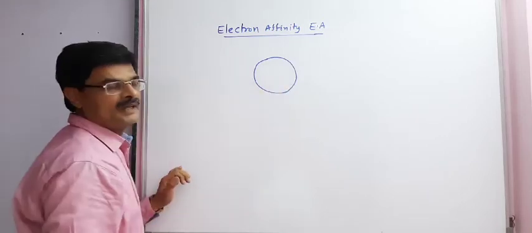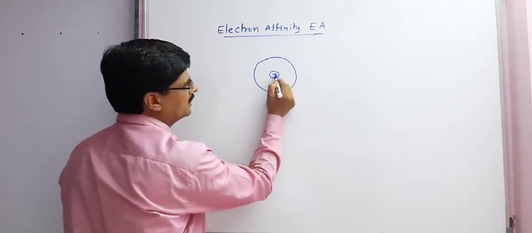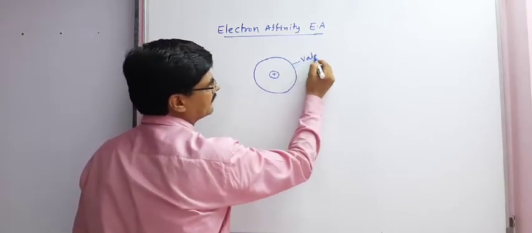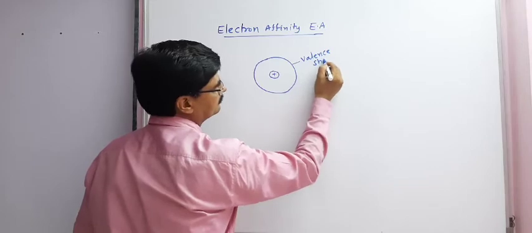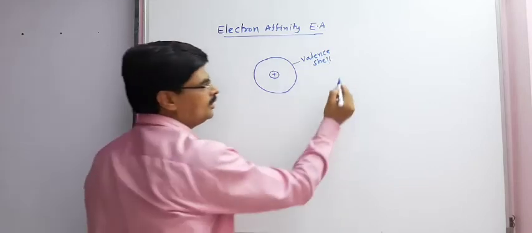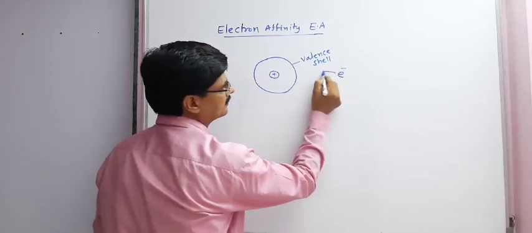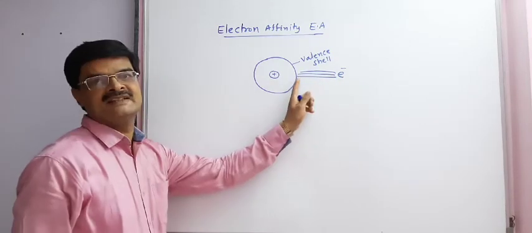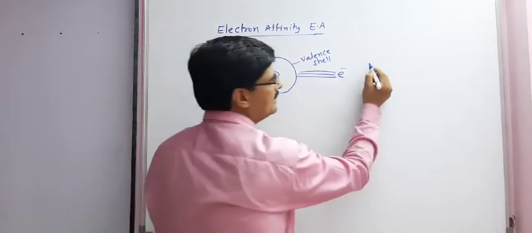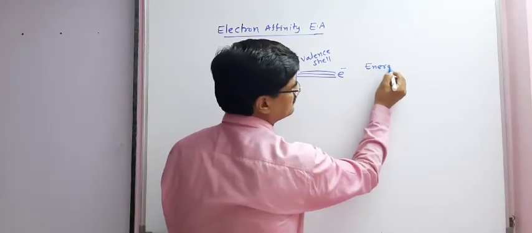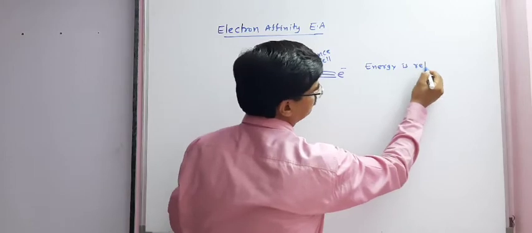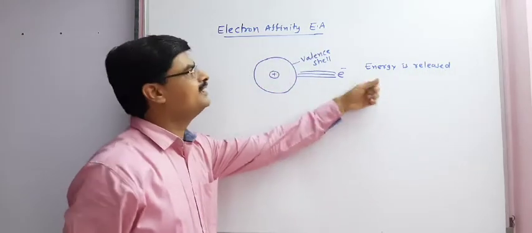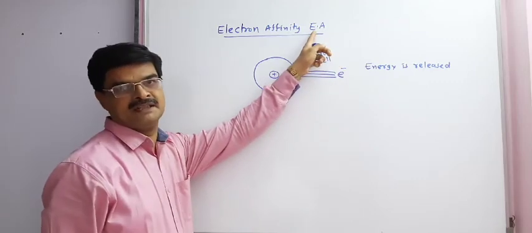This is the structure of an atom in which the nucleus is present and this is the valence shell. If an electron is added to the valence shell, energy is released. This energy released is known as electron affinity.